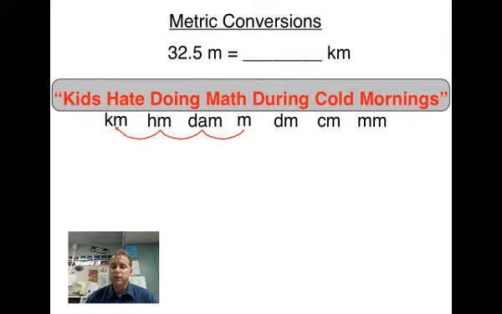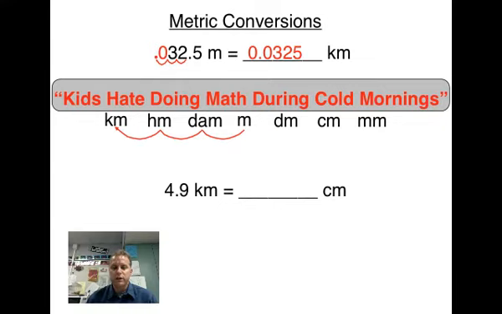So based on that, if we're going from meters to kilometers, then we're going to go 1, 2, 3 spots to the left. So we're going to take our decimal point and go 1, 2, 3 spots. Remember, if you move some spot and you don't have enough digits, you add a 0, then you put your decimal point. So we end up with 0.0325 kilometers.